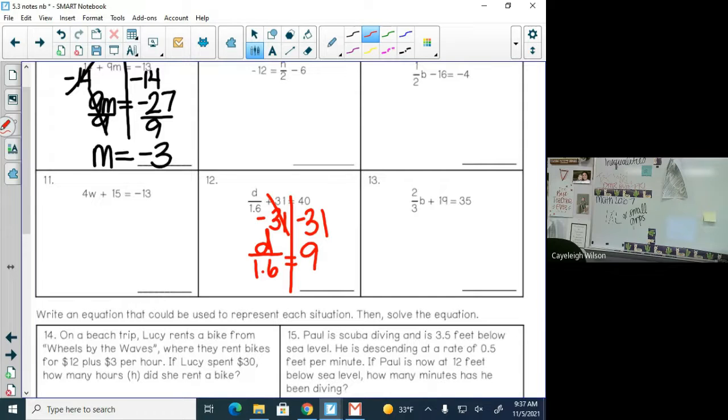All right, what operation is this? Division. So the opposite of dividing by 1.6 is multiplying by 1.6. So 1.6 divided by 1.6 is 1, which 1d is just d. And then 9 times 1.6 is 14.4. Okay, 14.4. All right, I want you all to try number 11.